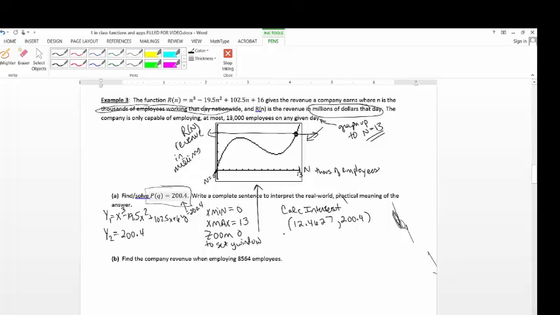So it's saying when 12.4627 thousand employees, so 12,463 employees work, the 200.4 is the revenue in millions. They have revenue of $200.4 million.